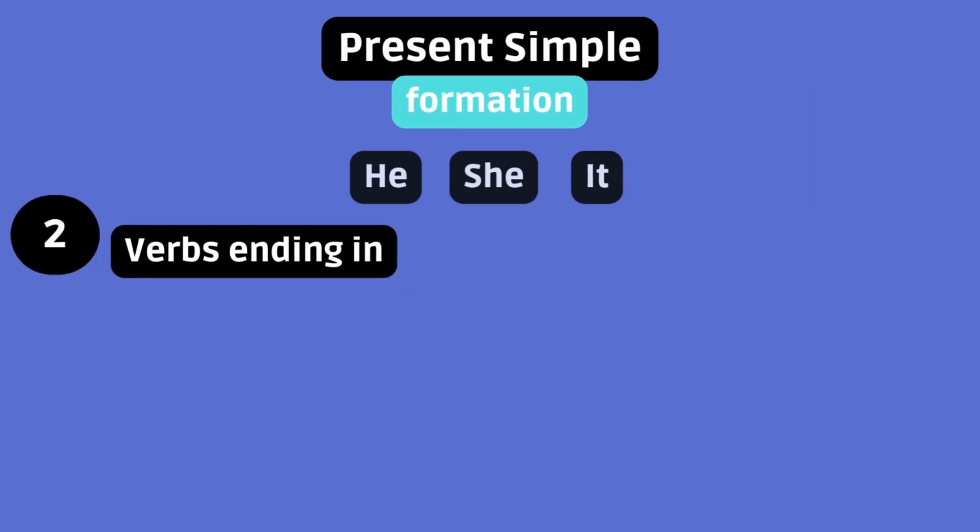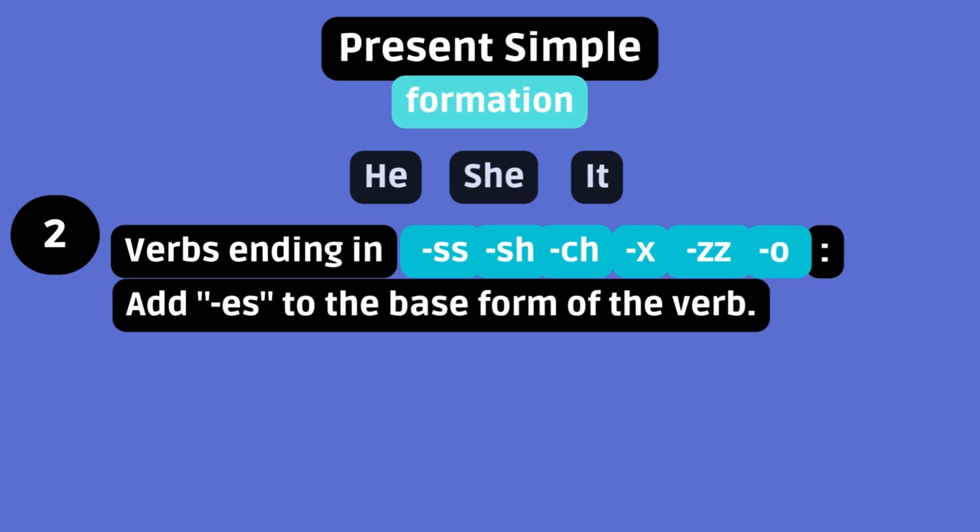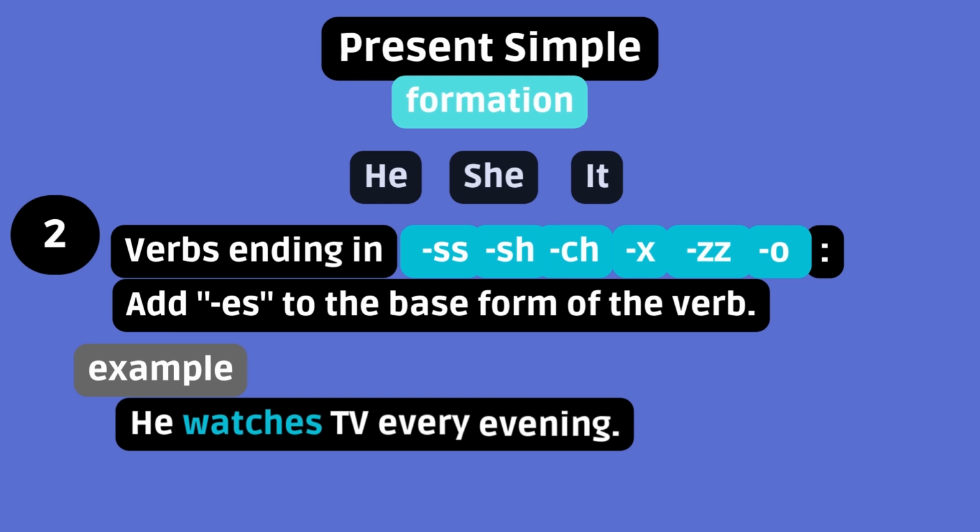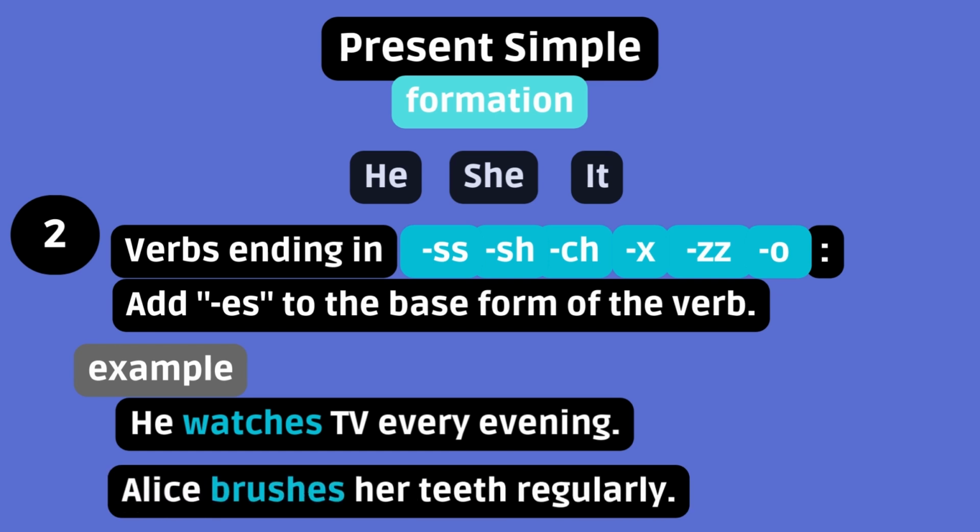Verbs ending in SS, SH, CH, X, ZZ, and O add ES to the base form of the verb. Example, he watches TV every evening. Alice brushes her teeth regularly.